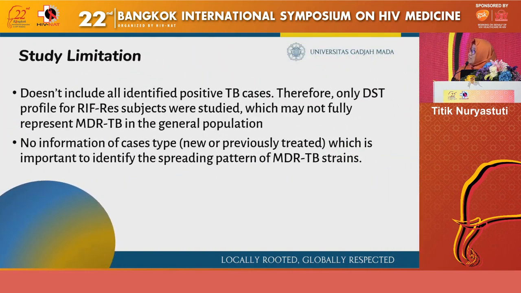But we realize that there are many study limitations here. It doesn't include all identified positive TB cases. Only the DST profile for rifampicin resistant subjects was studied, so it may not fully represent MDR TB in the general population. There is no information on case type, so we do not know whether it is new or previously treated, which is actually important to identify the spreading pattern of MDR TB strains.